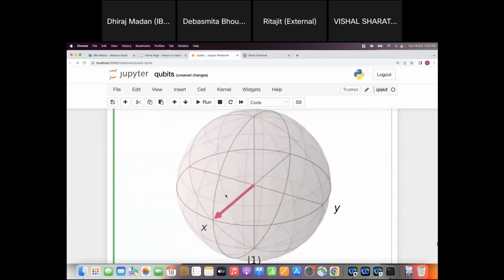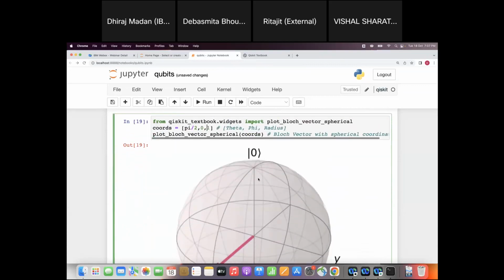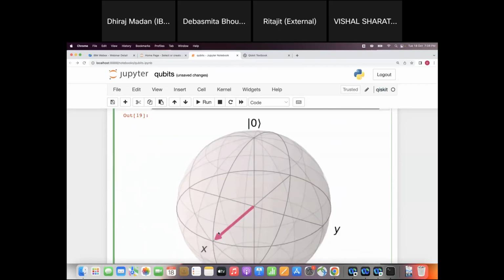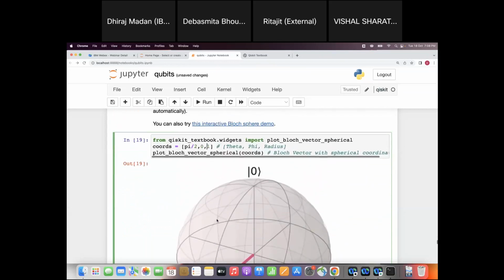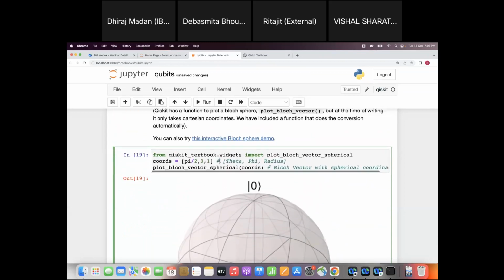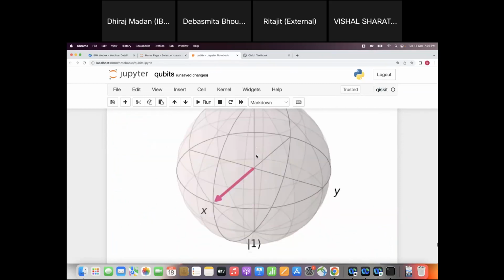So here we will be able to represent it by theta equals pi by 2 and phi equals 0. And theta equal to pi by 2 would mean a vector on the equator, right? Because from the north pole we start at 0 and then the equator is at pi by 2. And then there is no relative phase, so it's on the x-axis. So this is how we'll represent the ket plus on this Bloch sphere. And we can also see it from here, right?